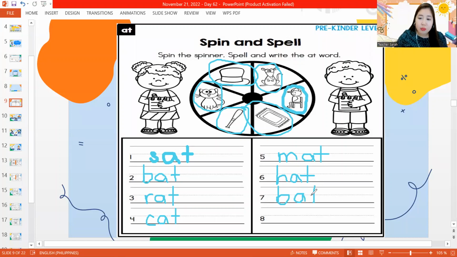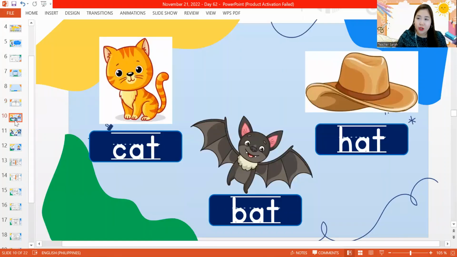And for number 8, we have to write the word at. Okay, we are already done. How about we read and check together? We have sat, bat, rat, cat, mat, hat, bat, and at. Very good. Now, let's meet our at words for today.